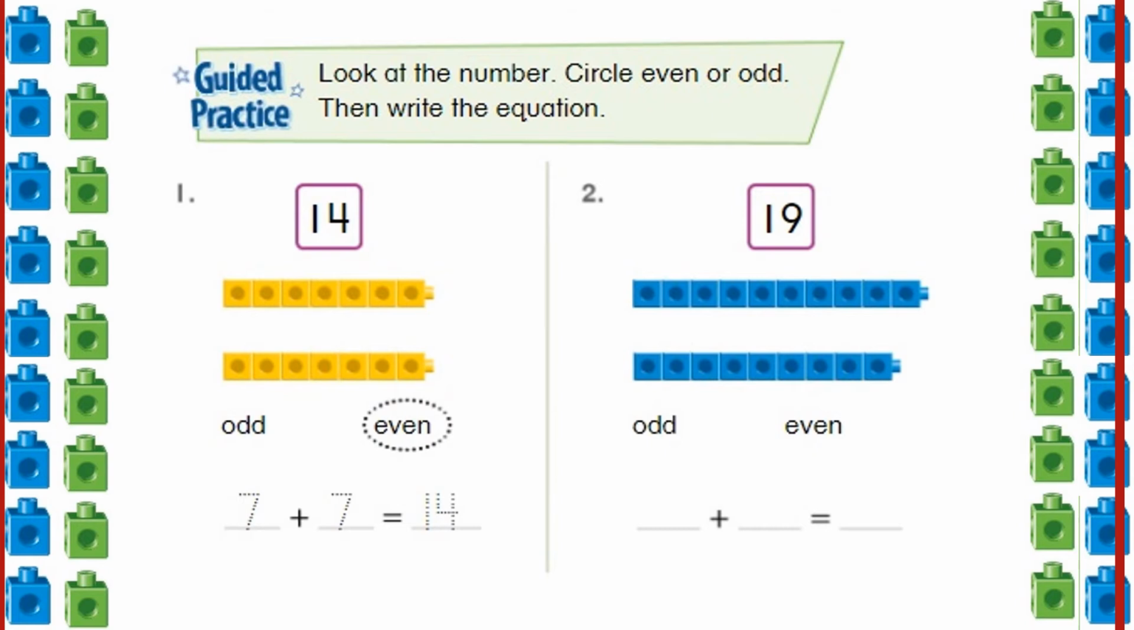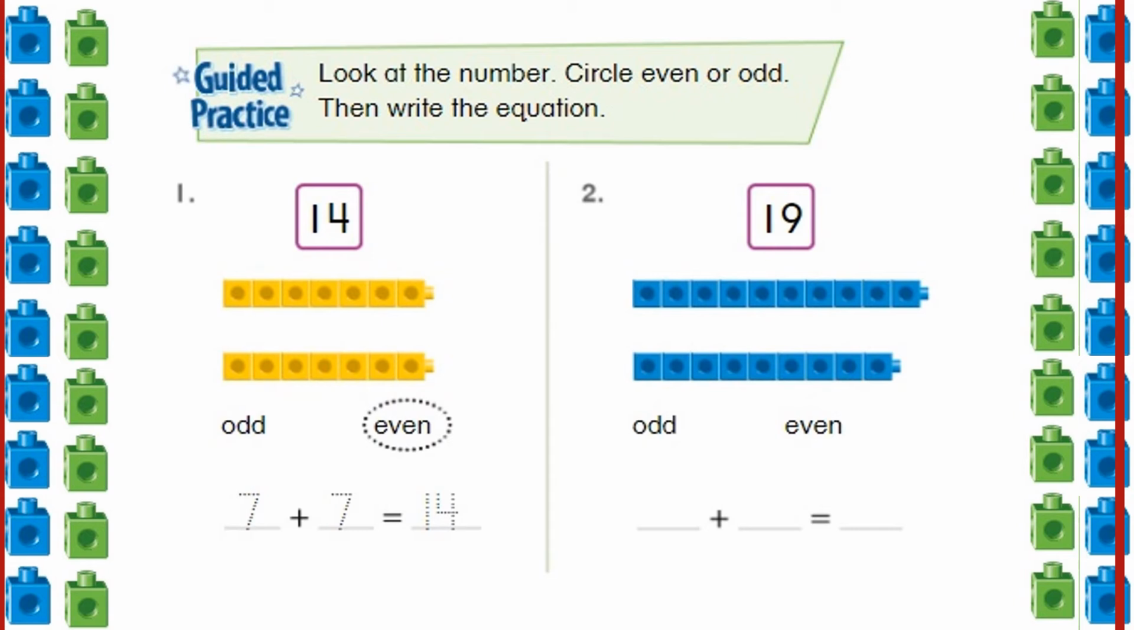Okay, so now we are in topic 2-1 in the big book on page 62. The directions for the guided practice say, look at the number, circle even or odd, then write the equation. For number 1, we have the number 14, and we have two rows of yellow connecting cubes. And they are the same. There's 7 in each one. So we circle even, and then we fill in the equation. 7 plus 7 equals 14.